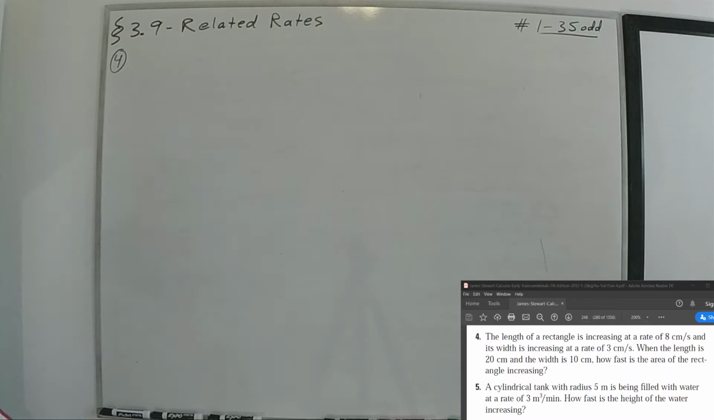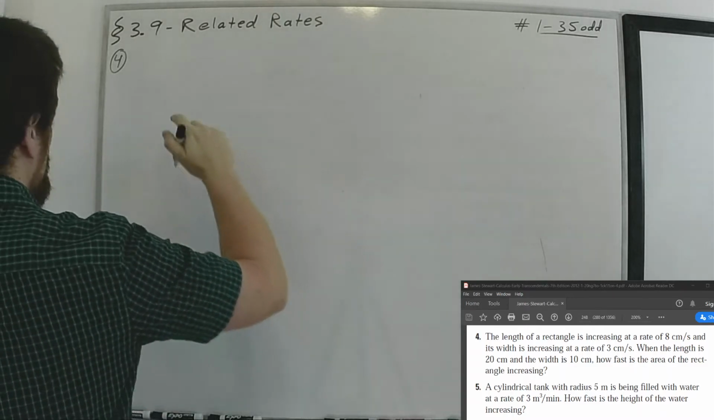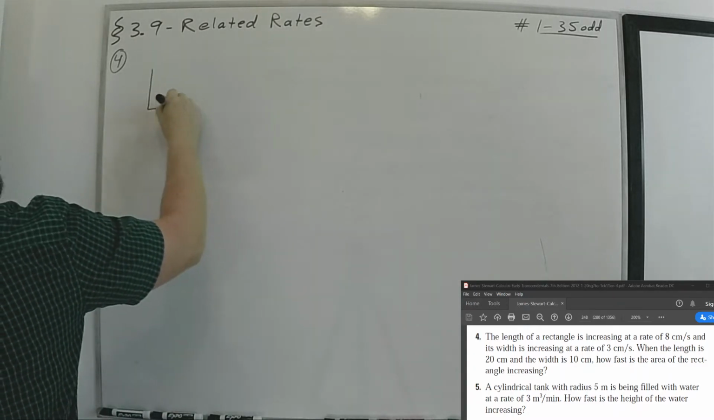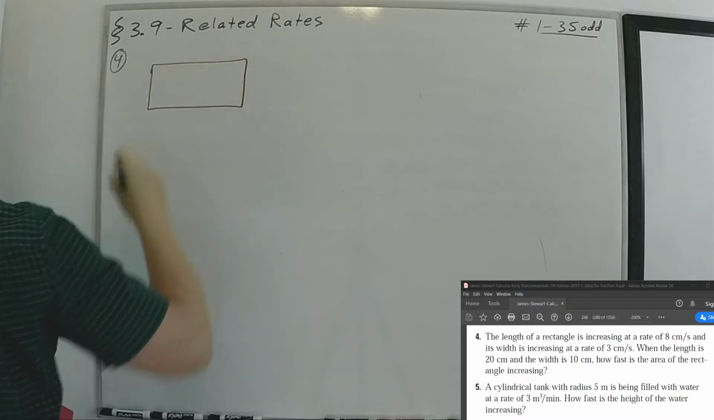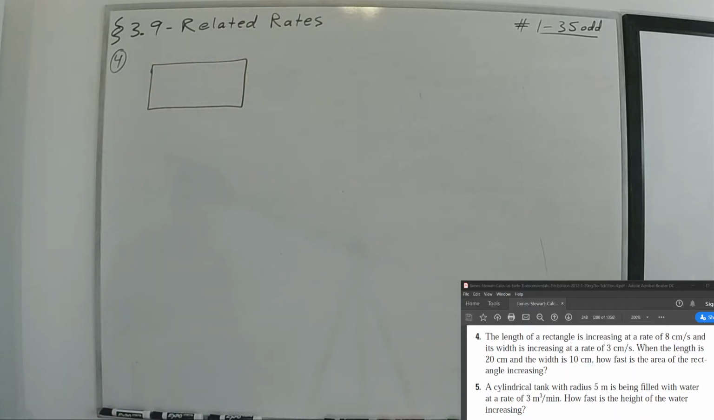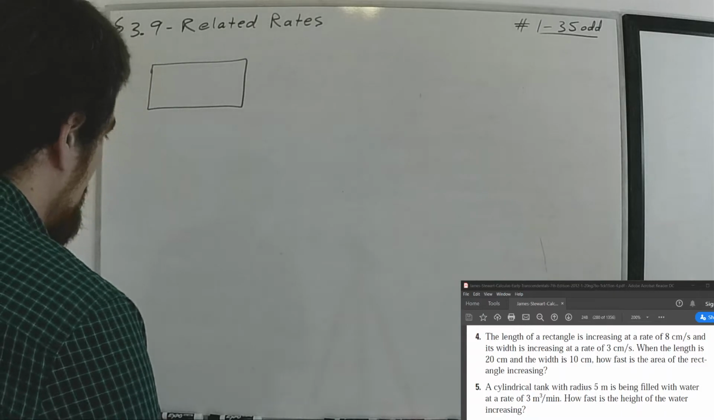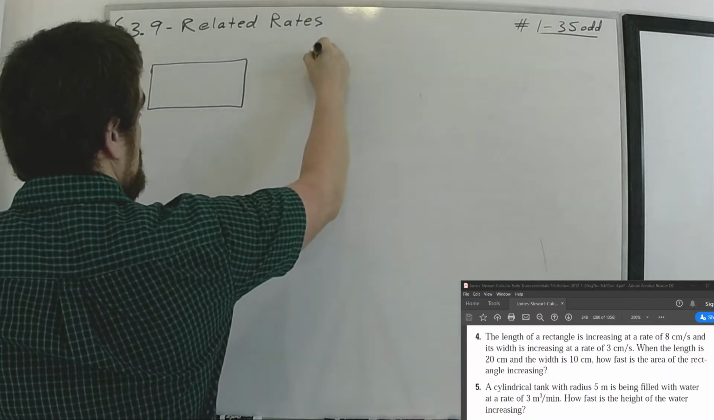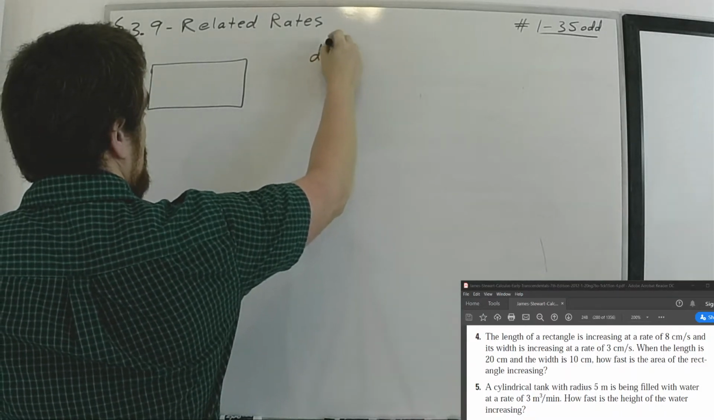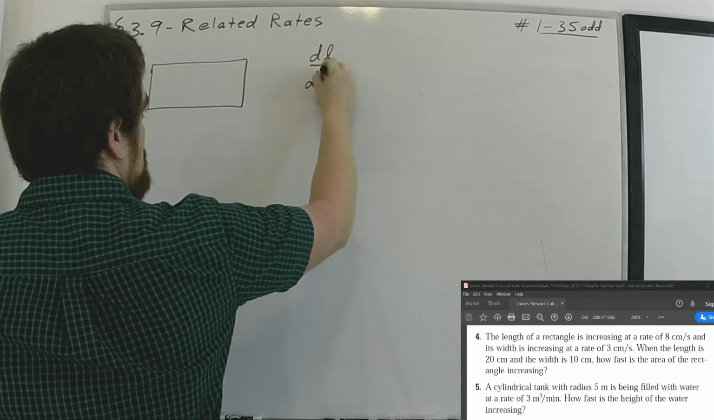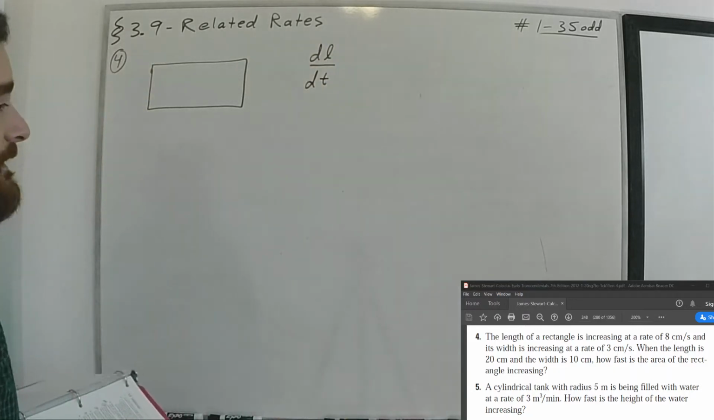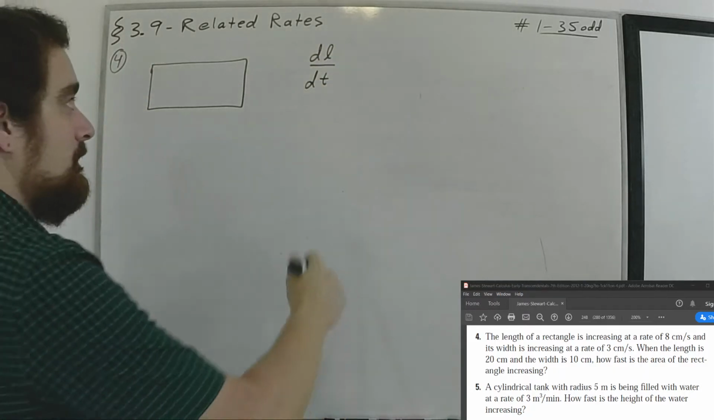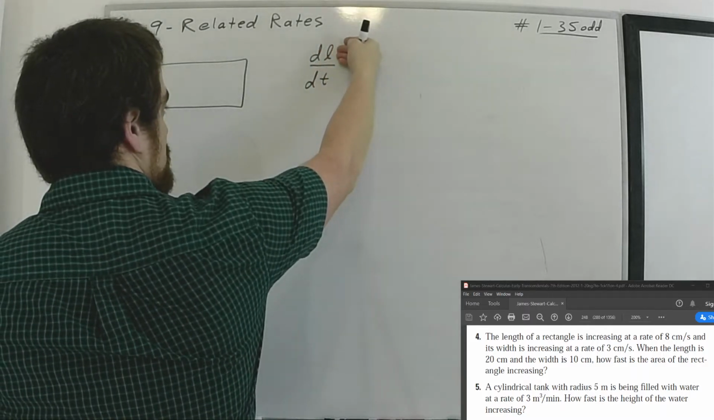So let's jot it down. I say for any word problem, you always want to try and at least draw a picture to get your head wrapped around it. It doesn't have to be a pretty picture. There's a rectangle. The length of the rectangle is increasing at a rate, there's that word rate, 8 centimeters per second. So the length has a rate of change, and it's in centimeters per second. So it's a length measurement in centimeters.